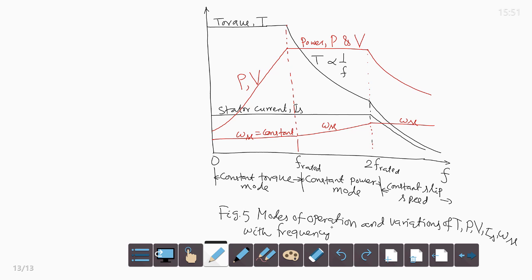So, the constant power mode can be continued up to a certain frequency and certain speed, beyond which even voltage cannot be increased, voltage has to be reduced. So, power also reduces with speed, that is the constant slip speed mode. Slip speed is maintained constant, but voltage is reduced and power reduces. So, torque also reduces further, maybe according to the square of the frequency and speed. So, these are the torque speed characteristics and modes of operation, and the variation of voltage, current, torque, power and slip speed with frequency.